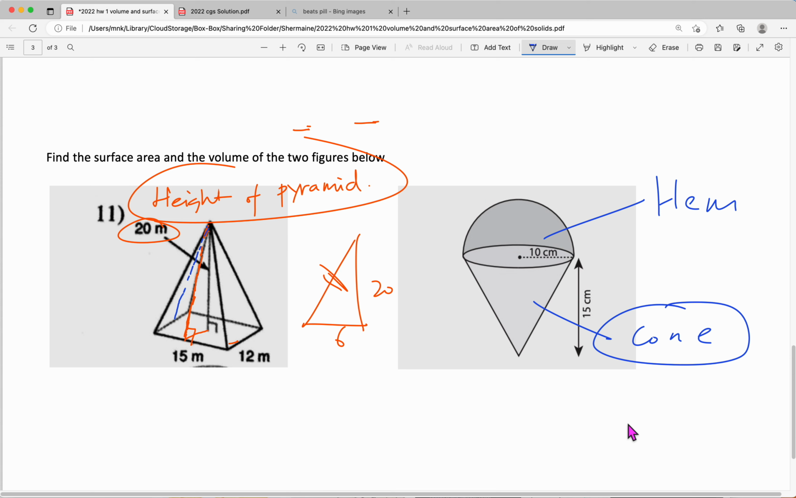Area, I mean the formula. Pi R L. Which one is the L? Slanted. This is the L. So how do you find the L? Use the A square. Yeah, which one is the A square? 15 square plus 10 square. So actually you should take this out.